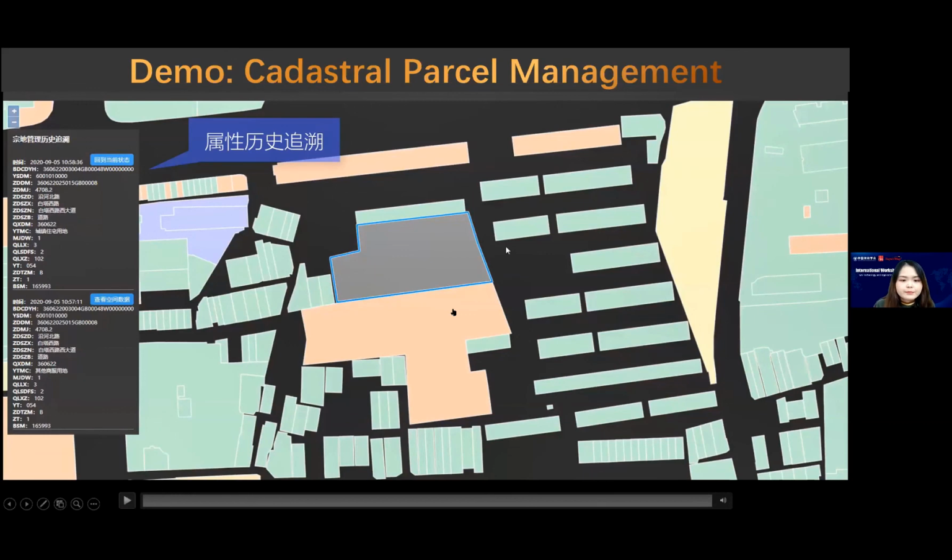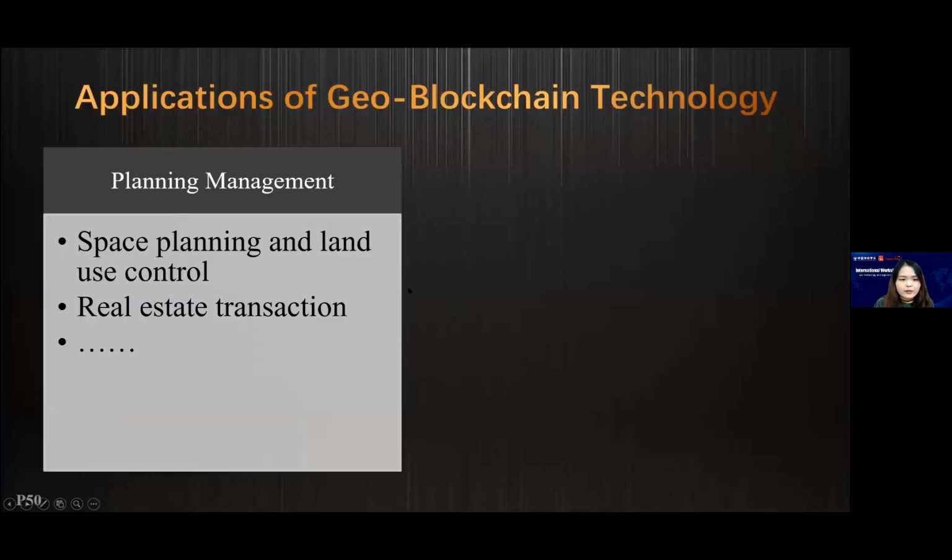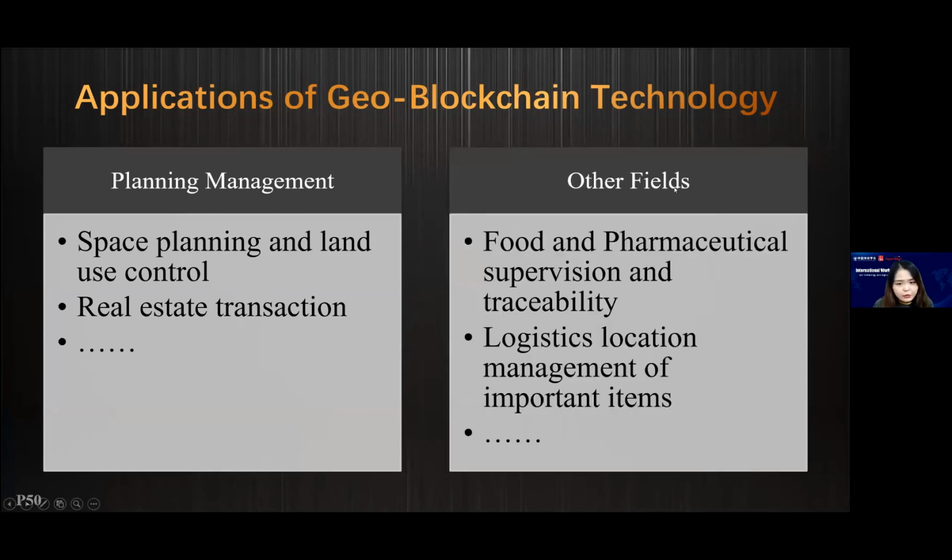In other fields, like planning, we could use Geo-Blockchain for spatial planning and land use control or real estate transactions. We could also use it for food and pharmaceutical supervision and traceability, and logistics location management of important items. The exploration of Geo-Blockchain has just started. In the future, there will be more and more Geo-Blockchain applications in our world.